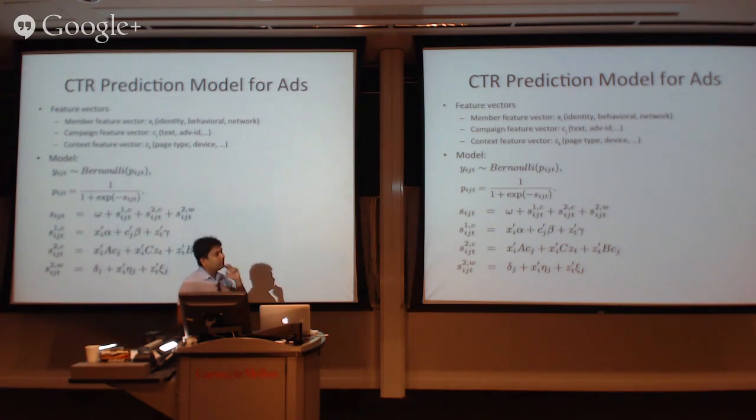Some of these feature vectors are derived from the identity of the user. So all the information you have on the LinkedIn profile, like which industry you are working in now, which industry you worked in before, what is your title, what is your seniority, which geolocation you are coming from, education, all these things are in your profile. So we use all that.